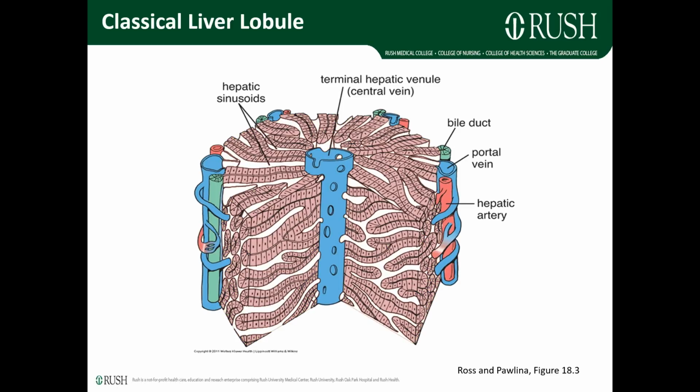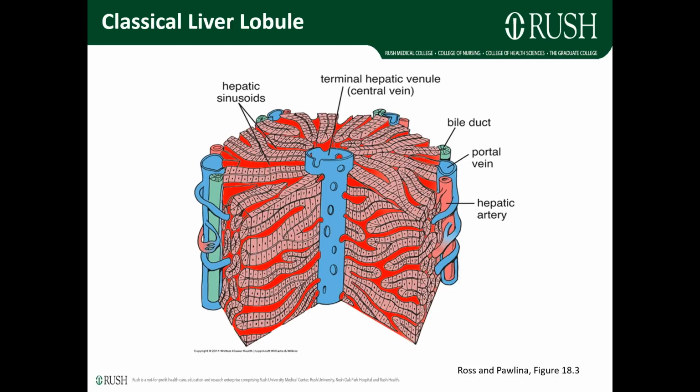In this one here, the area that has been blanked out and appears white are the sinusoids. As you can see, they are right next to the hepatocytes. In this particular picture, you can see that the sinusoids are now filled with blood as represented by the red color.